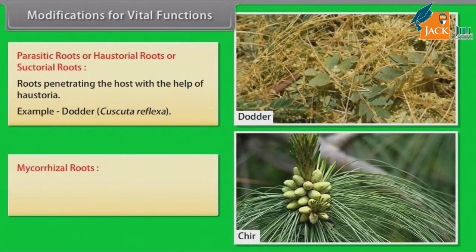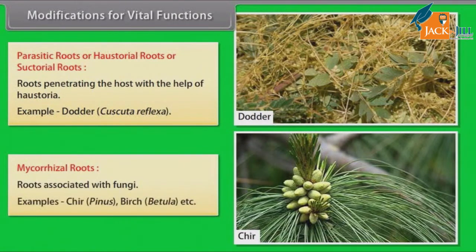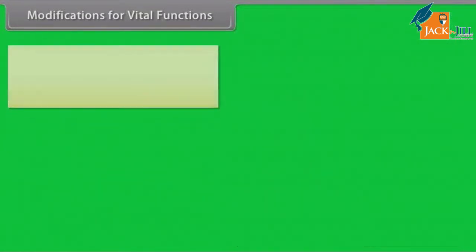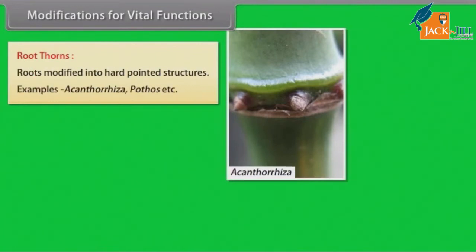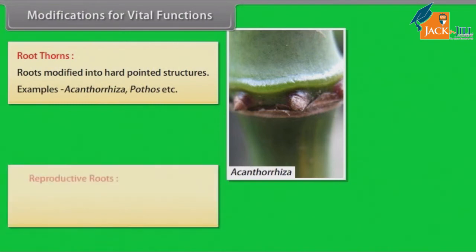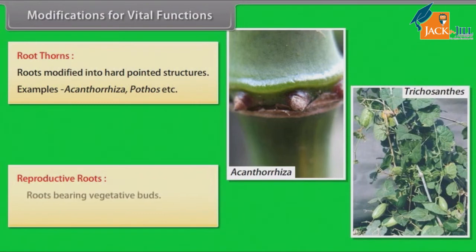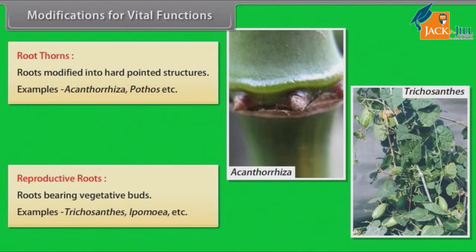Mycorrhizal roots. Roots associated with fungi. Examples: pine, birch, etc. Root thorns. Roots modified into hard-pointed structures. Examples: Acanthorhiza, pothos, etc. Reproductive roots. Roots bearing vegetative buds. Examples: Trichosanthes, Ipomoea, etc.